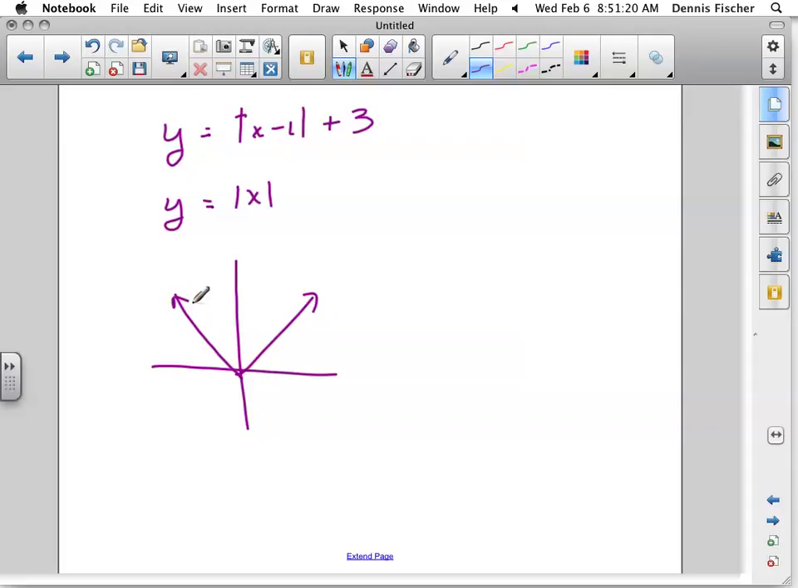Now with this equation, what does that do? Up 3 and over to the right 1 unit, right? The inside of the absolute value moves it left or right, and this one's going to move to the right 1 unit. The 3 on the outside is going to move it up 3 units, correct? That's what a translation is. You're just looking at the translation. I don't think they did much. I think they just did translations. I don't think they did transformations, did they?